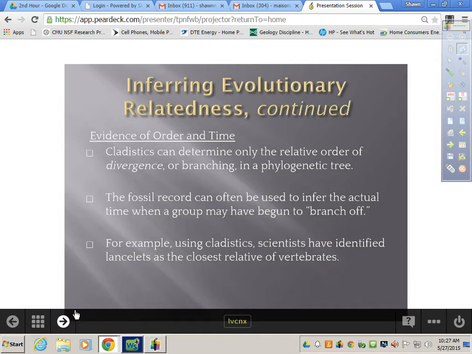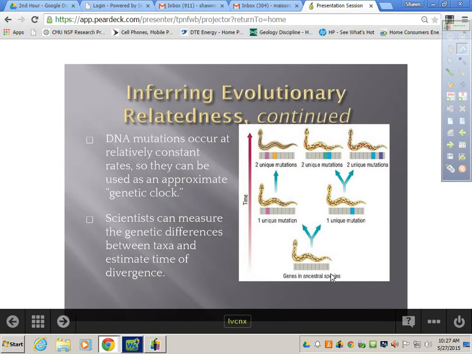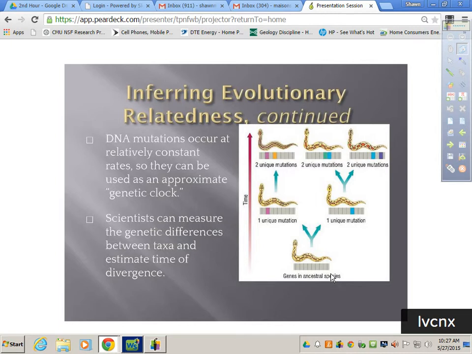We know that they must have actually diverged before that point, and so we know that the divergence had to occur before that 535 million years ago. So DNA mutations occur at relatively constant rates, so they can be used as an approximate genetic clock. Again, we do not know what mutations will occur, but we know the speed at which they occur. And so scientists can measure the genetic differences between taxa and estimate time of divergence, so how long ago they diverged. We can do this with our own human ancestry.